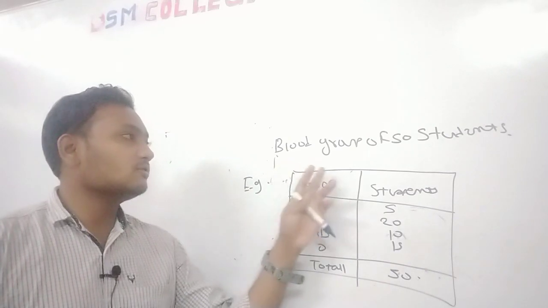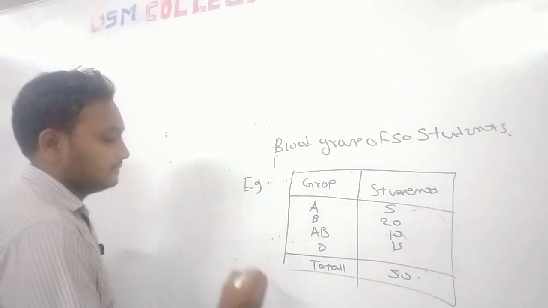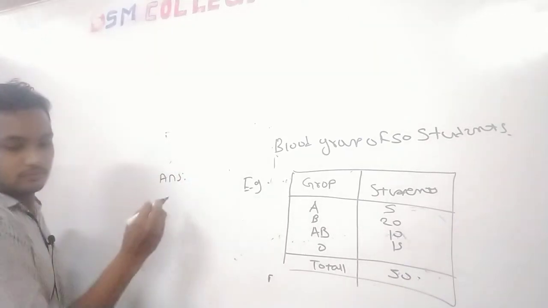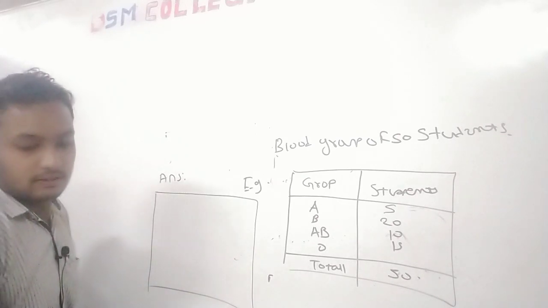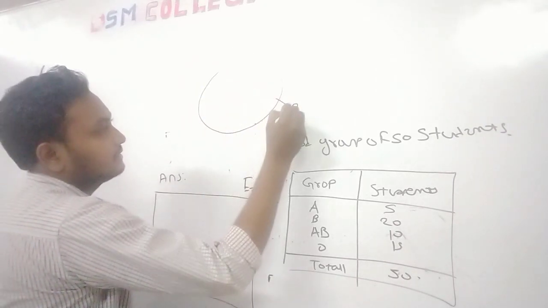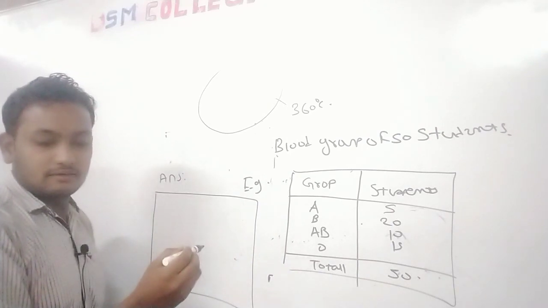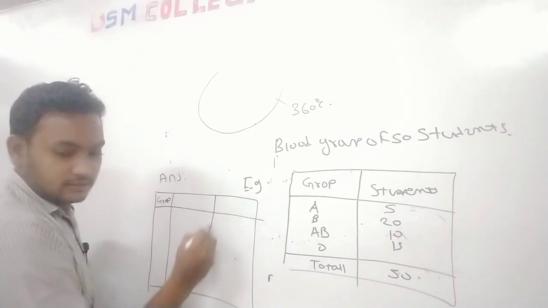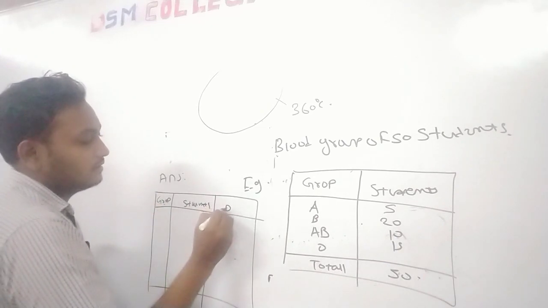This is the example: the blood group of 50 students, to be converted into a pie diagram. How to draw it? Firstly, convert the number of students in each group into degrees. The circle of the pie diagram is 360 degrees, so these values have to be converted into degrees. The first row is the blood group, the next is the students, and it is converted into degrees.